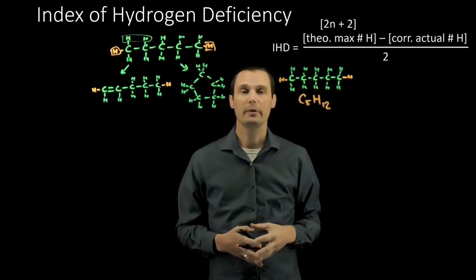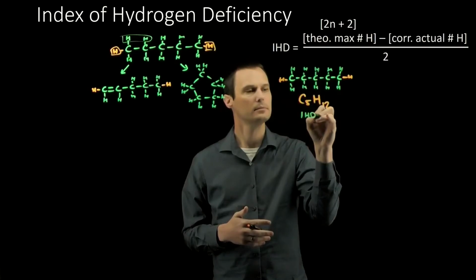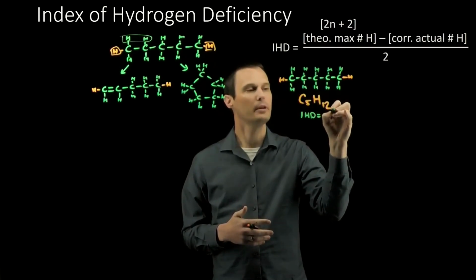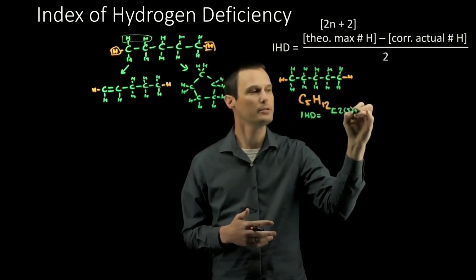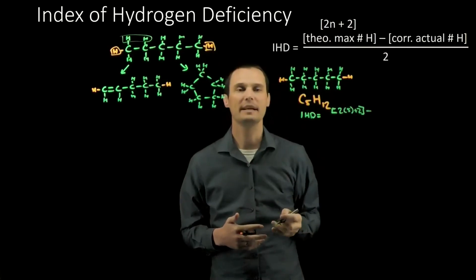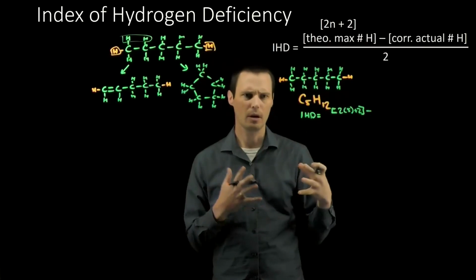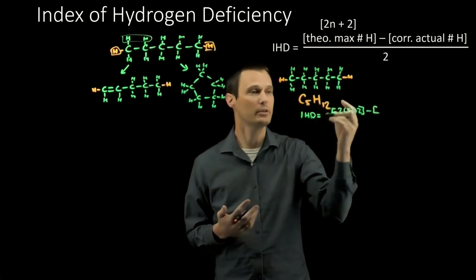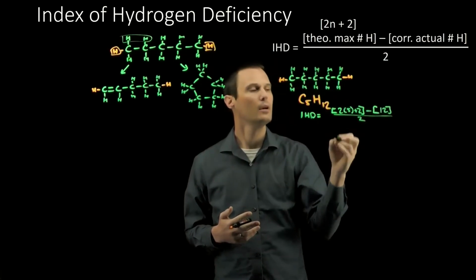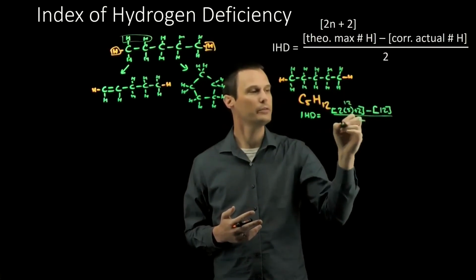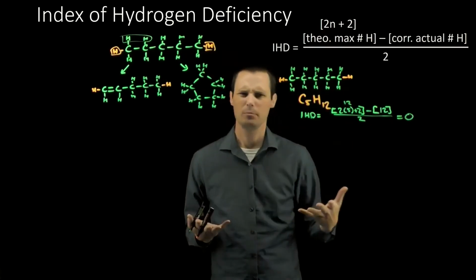If I were to go through this formula and calculate the index of hydrogen deficiency for this molecule, I would say that it would be the theoretical maximum number of hydrogens. For 5 carbons, that would be 2 times 5 plus 2, minus the corrected actual number of hydrogens. Again, I haven't really explained what that is, but for a regular alkane, we don't correct the actual number of hydrogens. The actual number of hydrogens is 12, and then I divide by 2. 2 times 5 plus 2 is 12, minus 12 is 0, divided by 2 is 0. The index of hydrogen deficiency for this molecule is 0. But I knew that anyway.